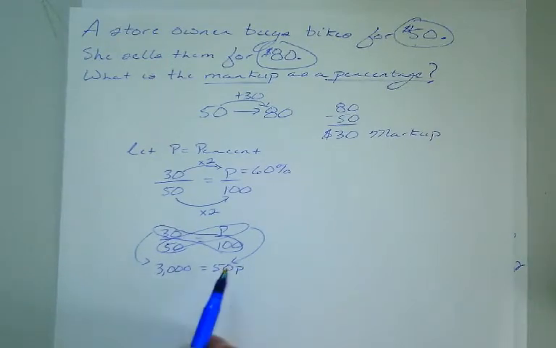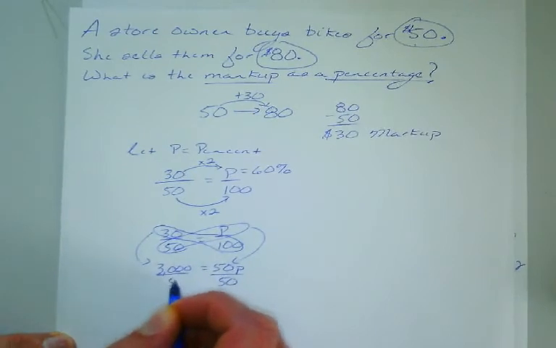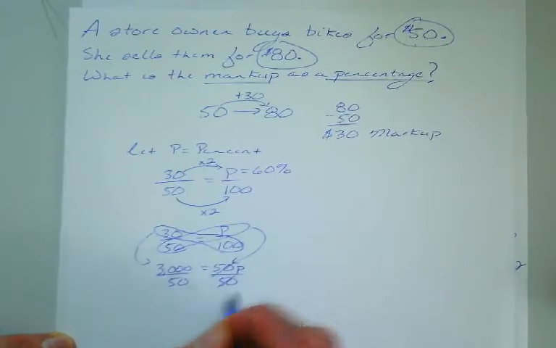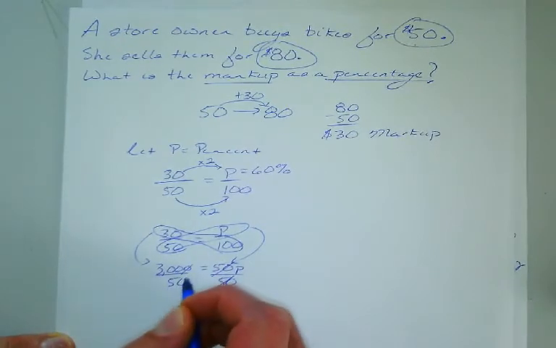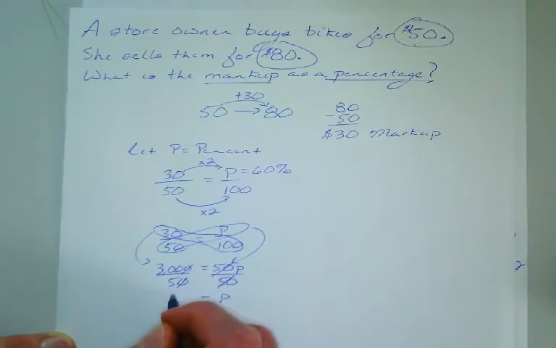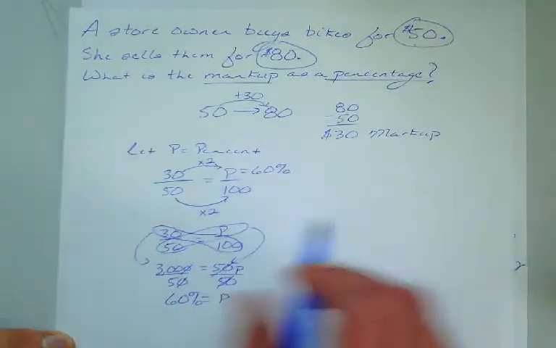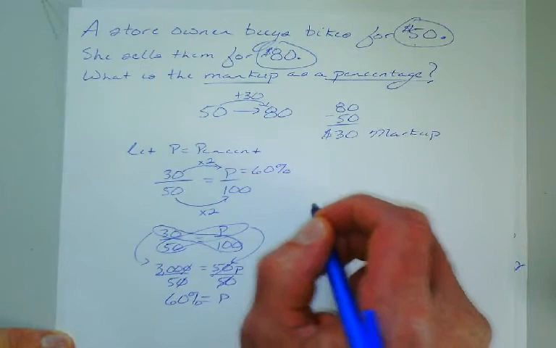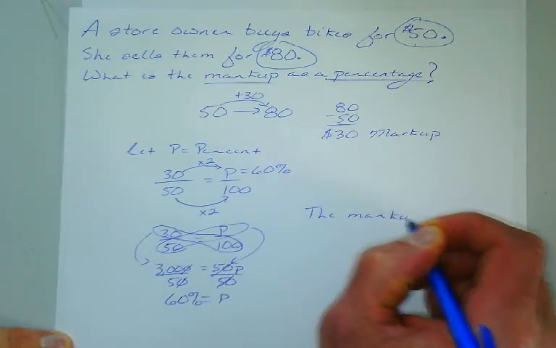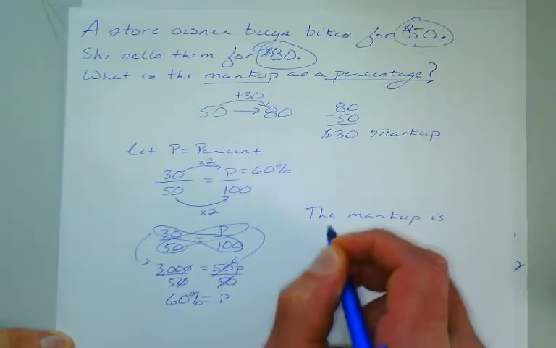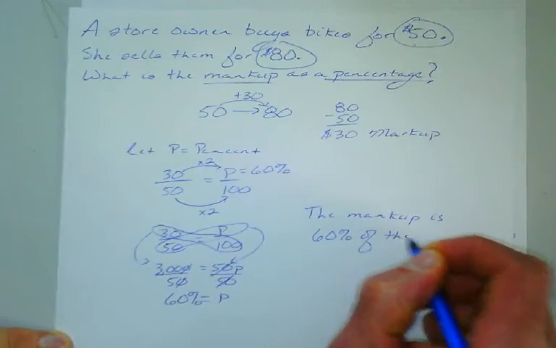To undo multiplying by 50, we have to divide both sides by 50. The 50 cancels on the right, and we're left with just P. On the left, 3,000 divided by 50 is 60. So 60% is our percent. So the markup is 60% of the original.